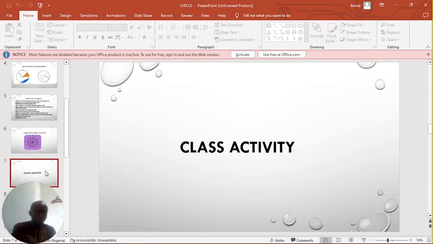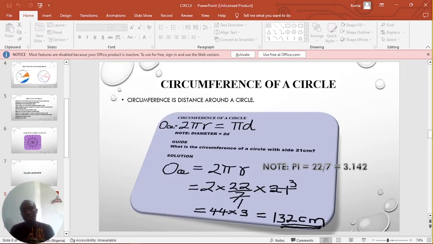Activity. So we move to the next slide, which is part of our objective in this particular lesson: finding the circumference of a circle. First of all, what is the circumference of a circle? The circumference of a circle is the distance around the circle.